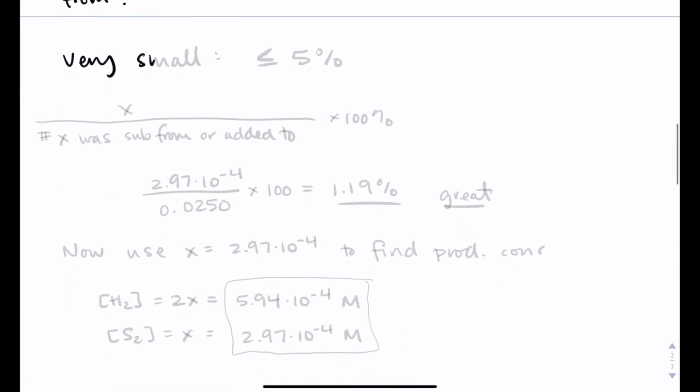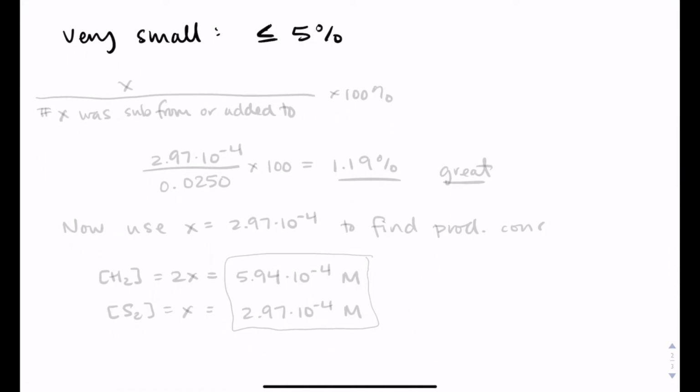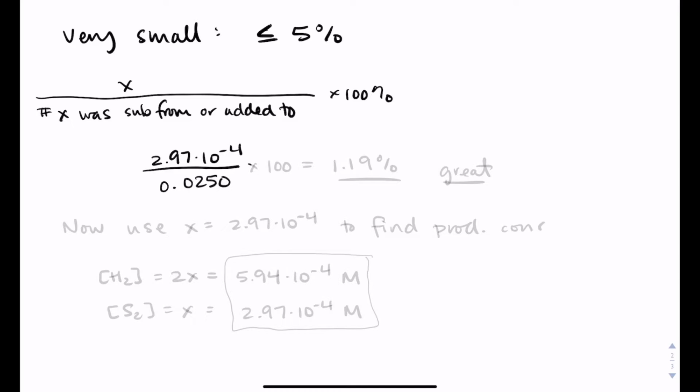I have kind of a janky equation here, but hopefully it helps you. So this comparison means divide. Take the x value, divide it by the number that it was subtracted from or added to in the original equation, and multiply by 100, which will give you a percentage. So we got 2.97 times 10 to the minus 4th, which was subtracted from 0.0250 in the original equation. If you multiply that by 100, you get 1.19%, which is great. So this was a good assumption.